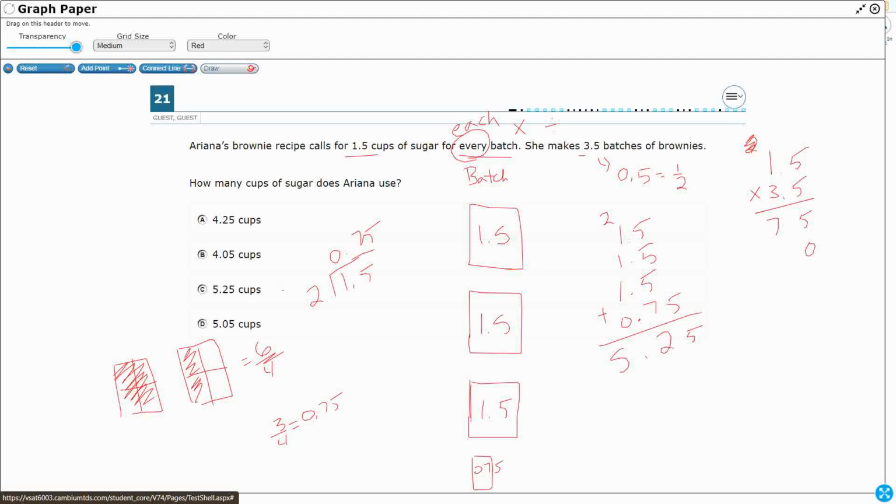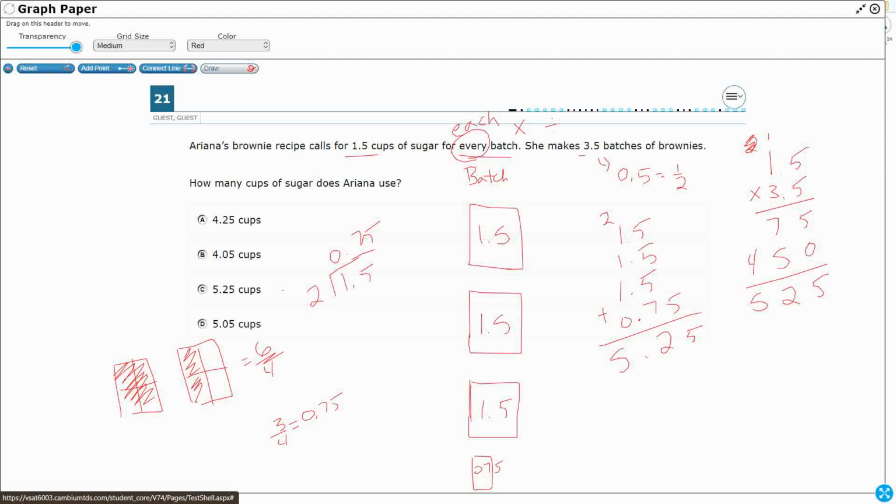Second row, 5 times 3 is 15. 3 times 1 is 3. Add that 1 is 4. So what we're going to get is 525. And if we lined up the decimals, it would go right there, which we know is incorrect.